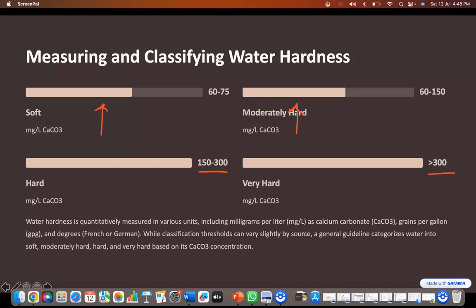For soft water in industrial applications, we need hardness below 60 to 75 ppm. Sometimes the requirement is around 10 to 15 ppm. We will discuss how to do that.